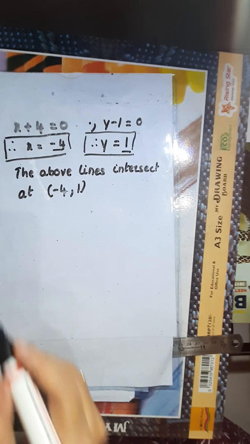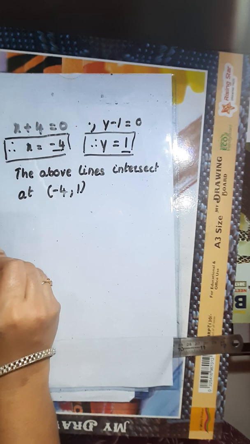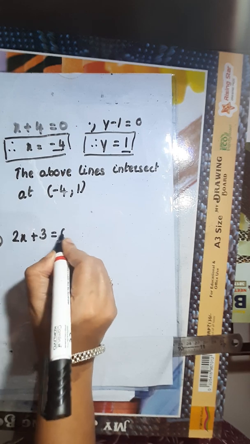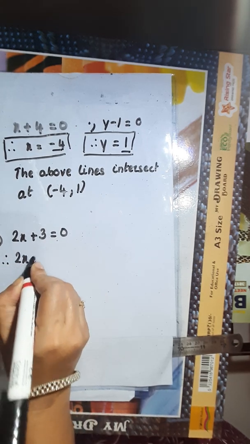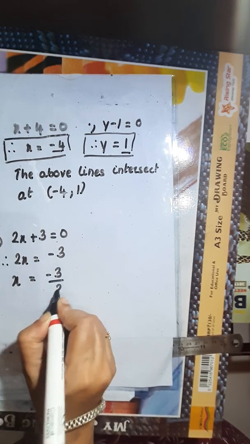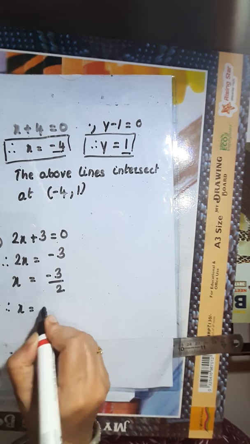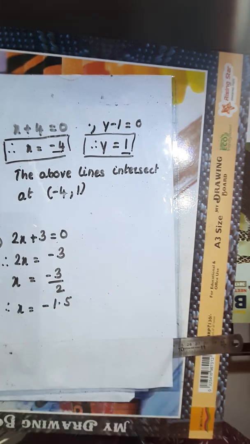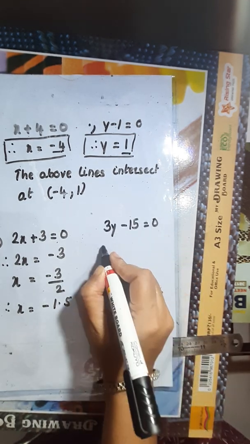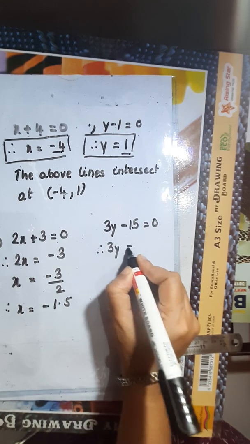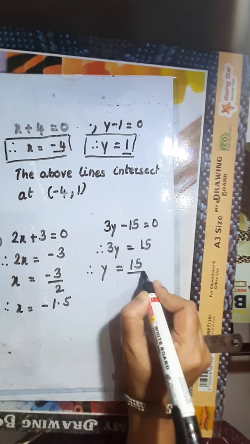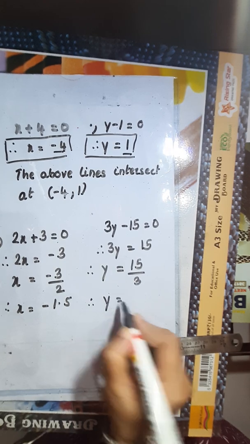See the next pair. Okay, this is the first pair. Now see the second pair. What is that? 2x plus 3 equal to 0. Therefore, 2x is equal to minus 3. Therefore, x is equal to minus 3 upon 2. Therefore, x is equal to minus 1.5. Now, next one. 3y minus 15 is equal to 0. Therefore, 3y is equal to 15. Therefore, y is equal to 15 upon 3. Therefore, y is equal to 5.